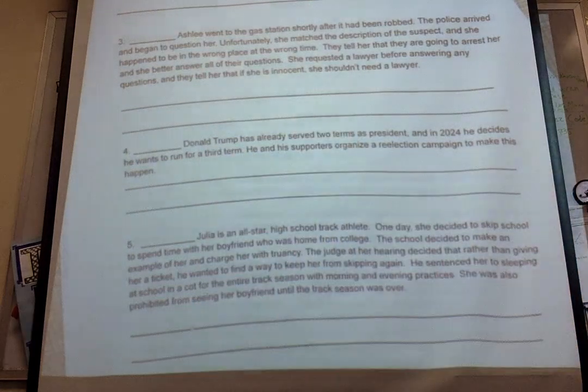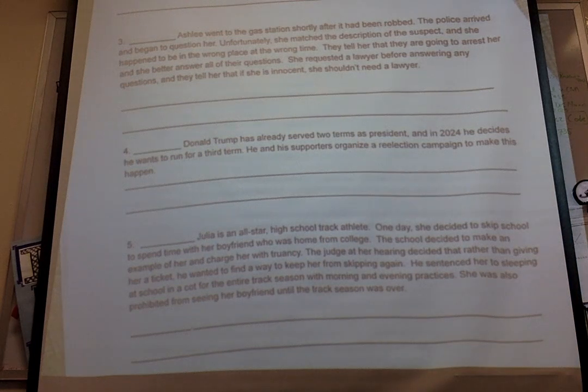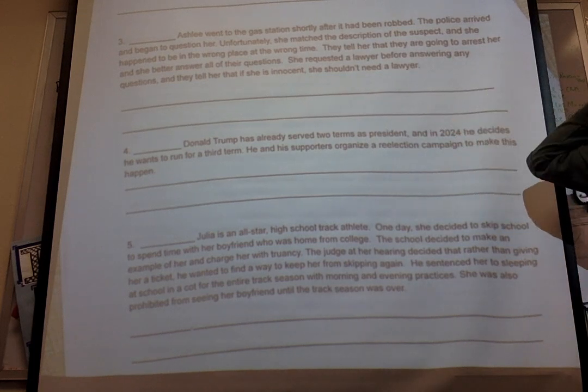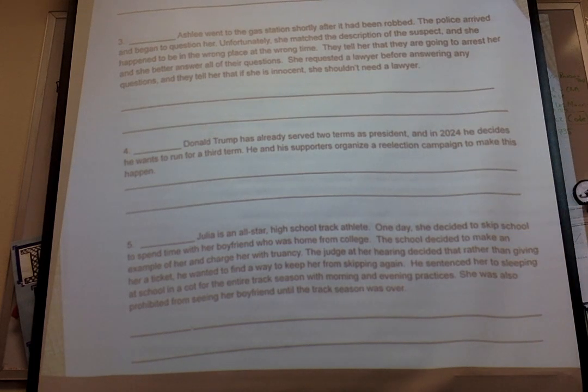Number 3. Ashley went to the gas station shortly after it had been robbed. The police arrived and began to question her. Unfortunately, she matched the description of the suspect, and she happened to be in the wrong place at the wrong time. They tell her that they are going to arrest her, and she better answer all of their questions. She requested a lawyer before answering any questions, and the police tell her that if she's innocent, she shouldn't really need a lawyer.